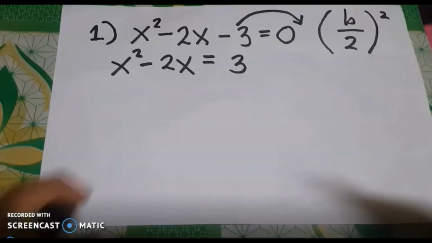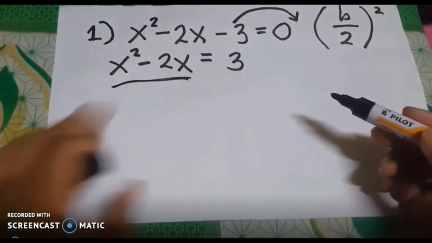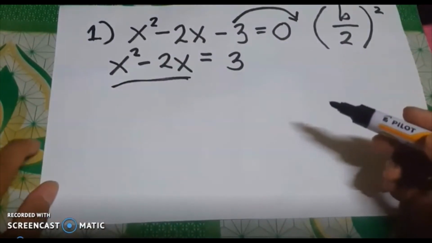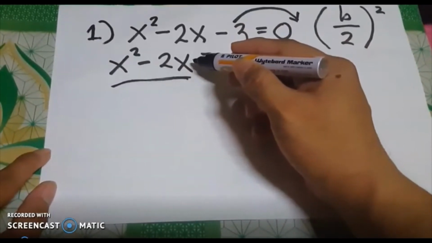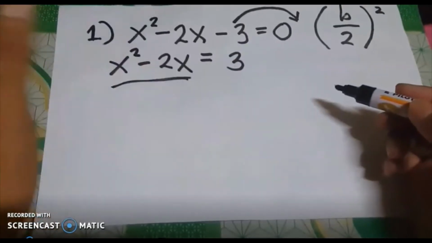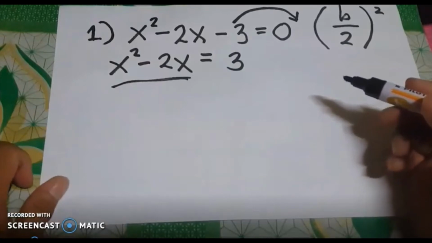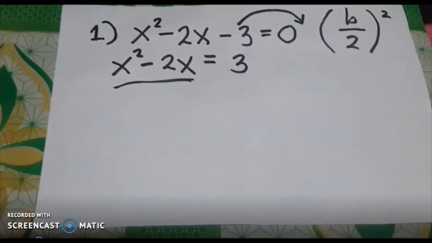The purpose of that is to make this binomial on the left side of the equation a perfect square trinomial. That means we are going to add a certain number there, particularly on that left side and also on the right side, to make that left side a perfect square trinomial. We can do that by applying the expression b over 2 quantity squared.